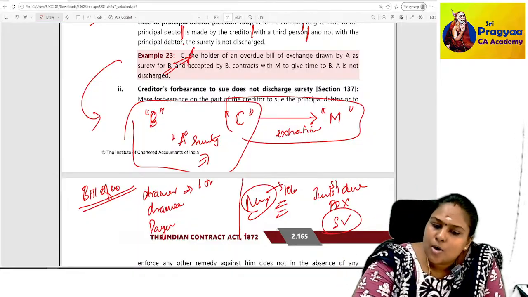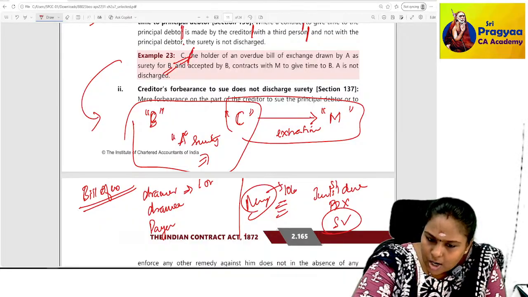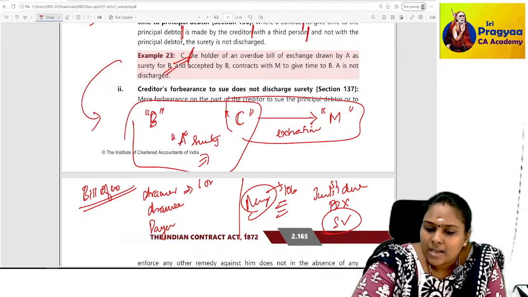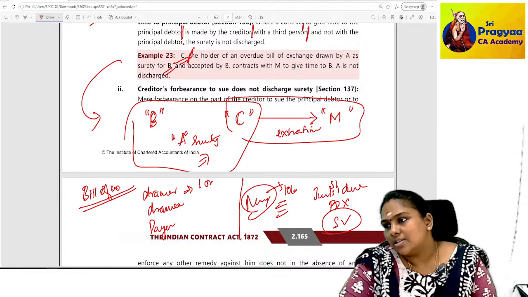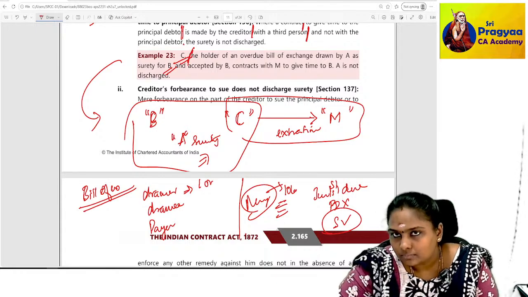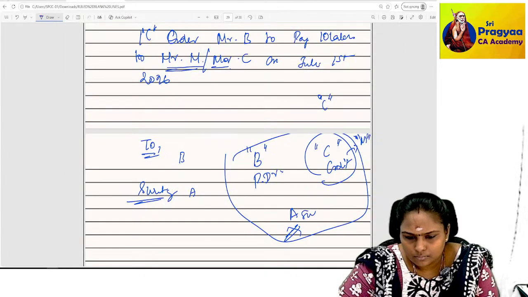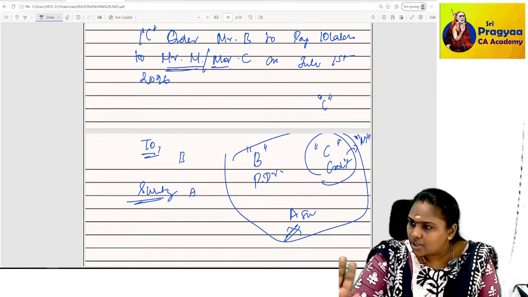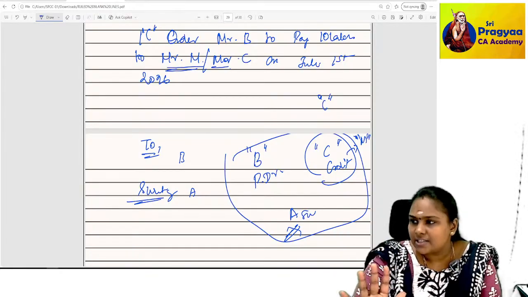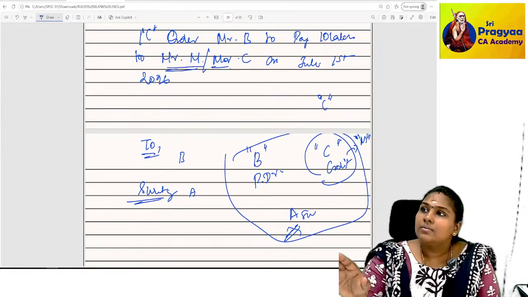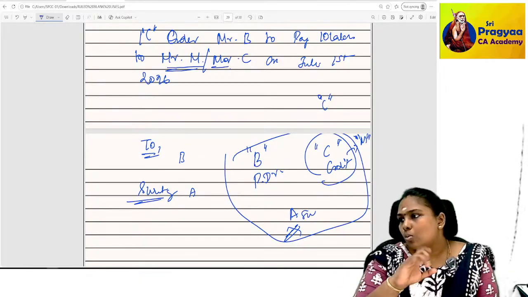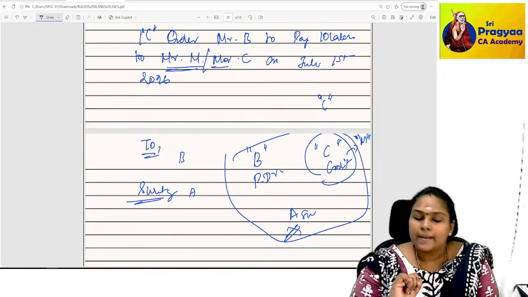Okay, so see the whole: overdue bill of exchange drawn by A as a surety for B and accepted by B, contracts with M to give time to B, and A is not discharged. Clear? Understood? If the creditor directly gives the principal debtor extra time, the surety is discharged. Here, not discharged because it is not impacting the original contract. Able to understand?